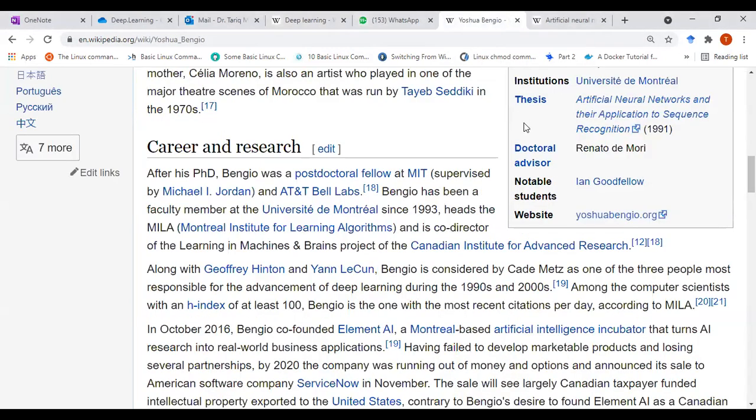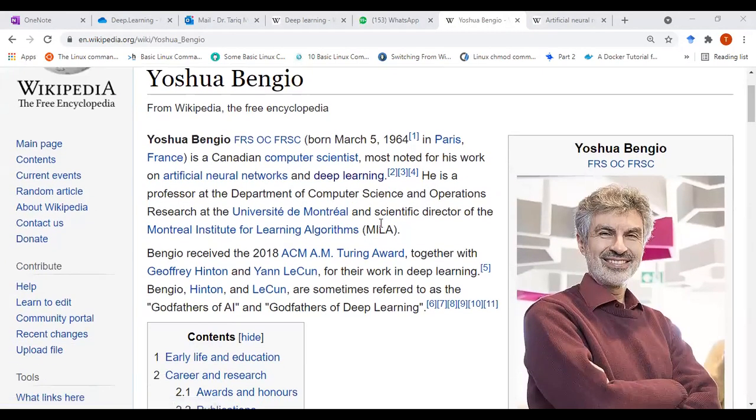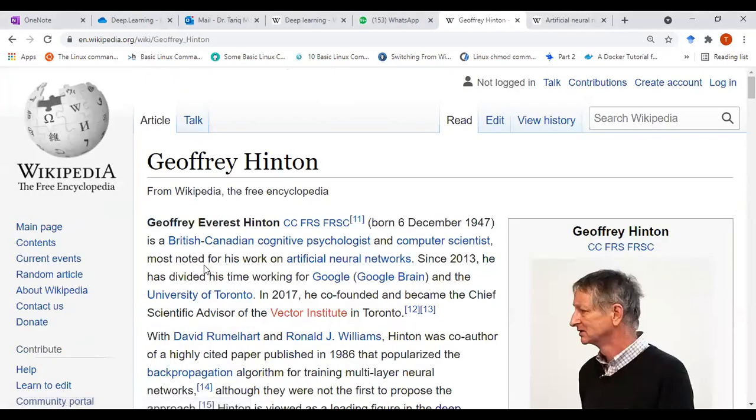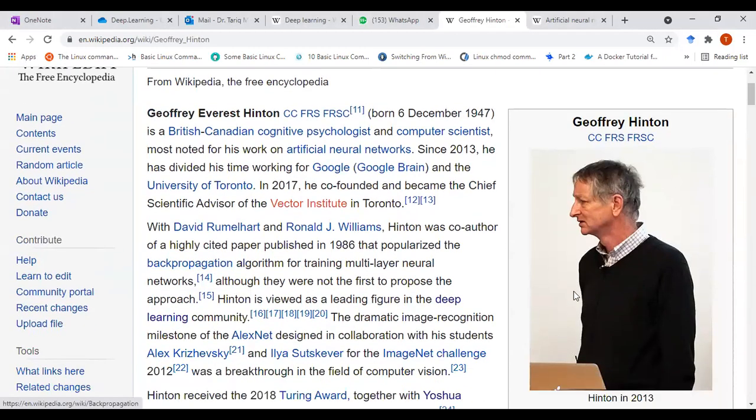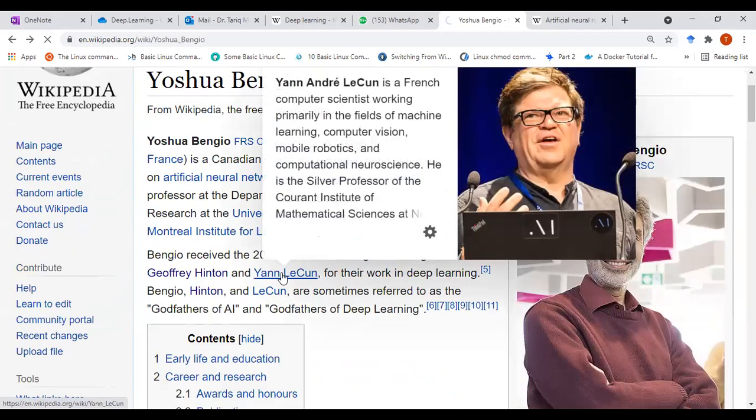So there are a few people which you need to understand, which you need to know about. This is one of the main guys, Yoshua Bengio. He is the pioneer of deep learning, and he has lots and lots of contributions to that field. The other guy that you need to know is Geoffrey Hinton. He is the guy who discovered the restricted Boltzmann machines. And the third person is basically Yann LeCun.